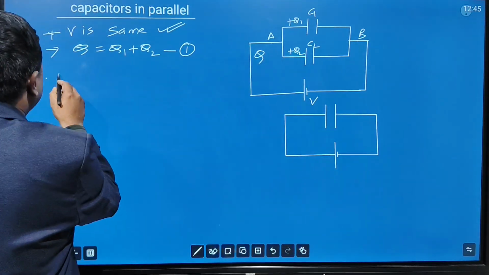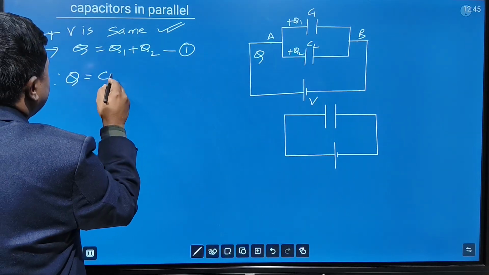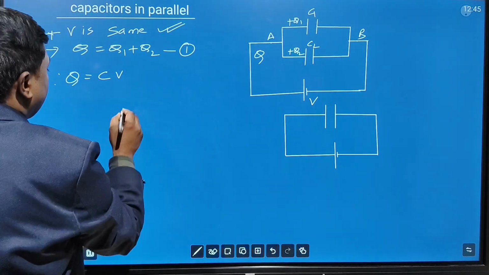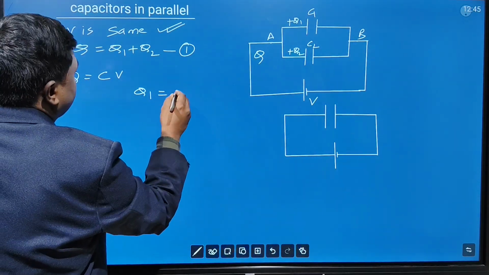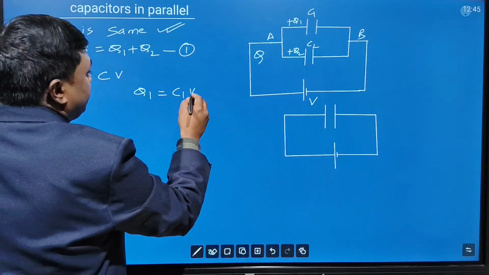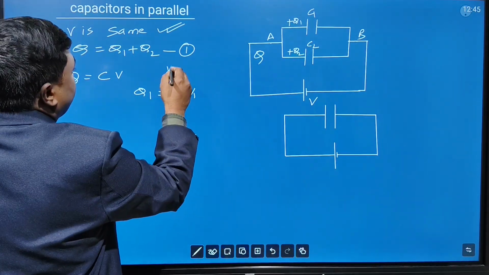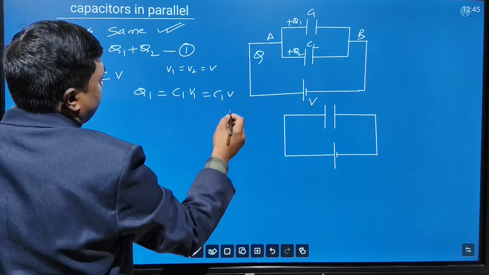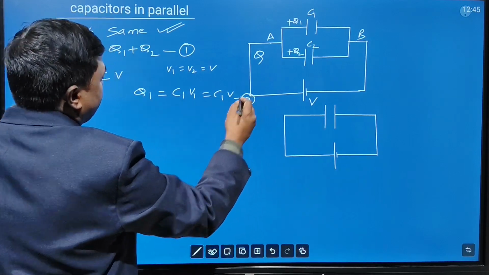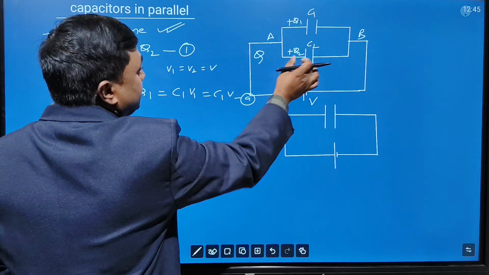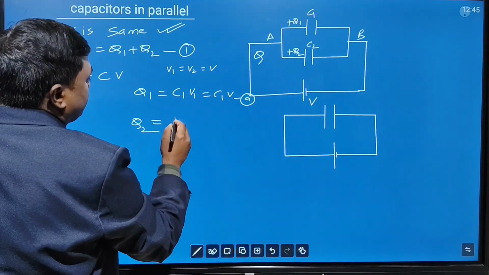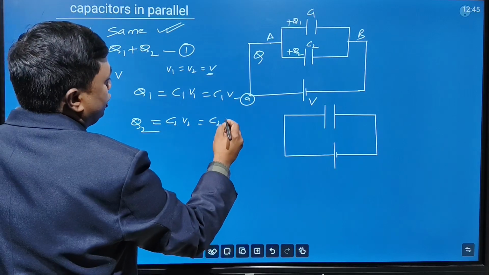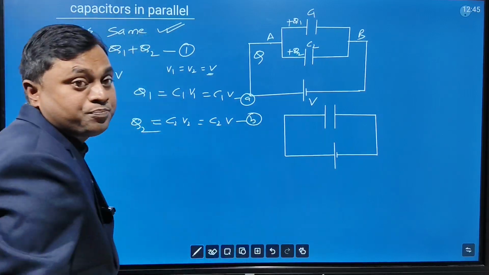Since we know the concept that Q is nothing but C into V, what is the charge stored in the capacitor C1? That is Q1. Q1 is nothing but C1 into V1, but as we know that V1 is equal to V2 is equal to V, so we can write C1 into V. Let's take this as equation A. Similarly, what is the charge stored in capacitor C2? That is Q2, equal to C2 into V2. As V2 is nothing but V, we can write C2 into V. Let's take this as equation B.